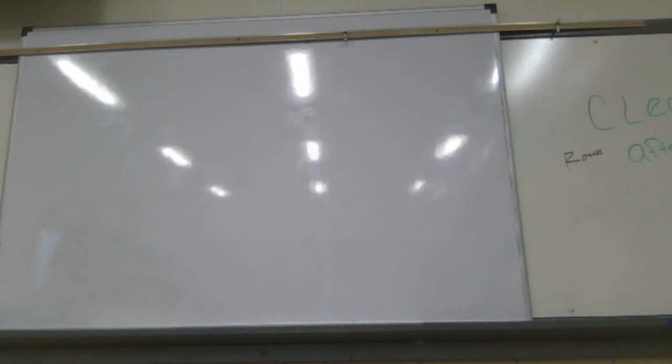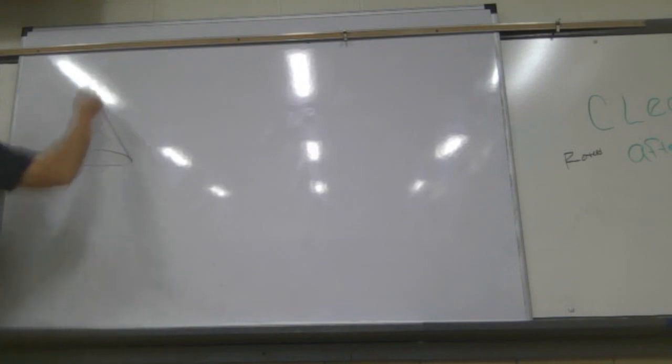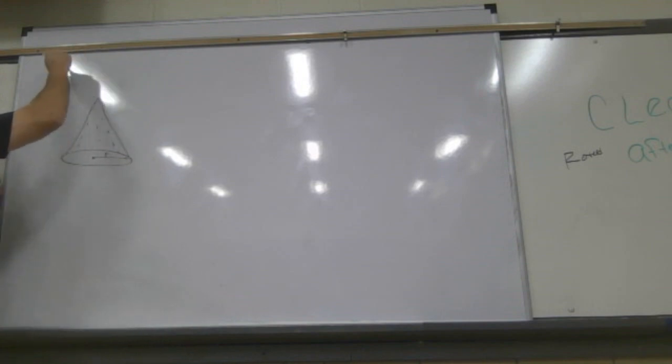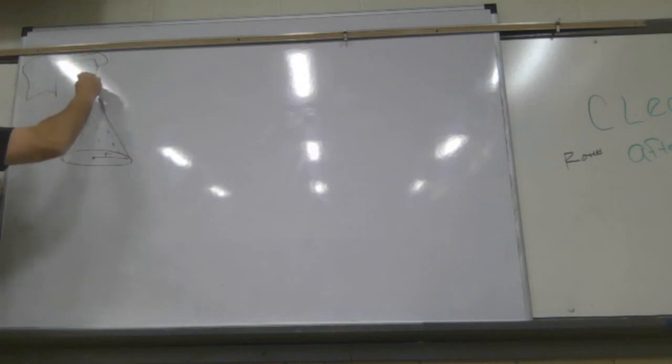Sand is being dropped at the rate of 10 cubic meters per minute onto a conical pile. Okay, so we're going to draw that. Always, when I have a word problem, I want to visualize what's going on, right? So there's my cone of sand. I got a radius here. I've got this machine over here, tractor or whatever, and it's dropping sand on here, and it's making a cone.